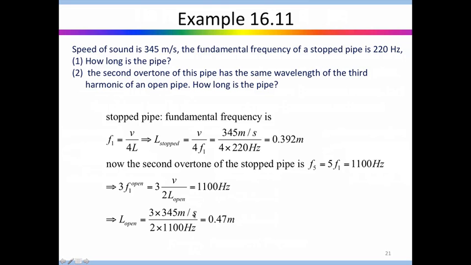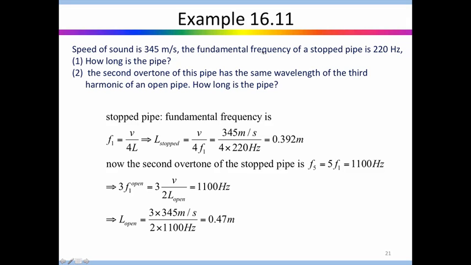Here let's go through an example to end this segment. We know that the speed of sound is 345 meters per second. Some people give it 343, some folks will give it 340. It's okay, just take whatever you're given and use it. The fundamental frequency of a stopped pipe, stopped means that it is closed at one end, is 220 hertz. Part one of the question asks, how long is the pipe?